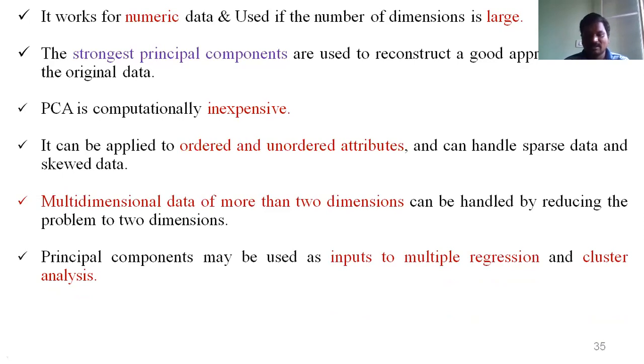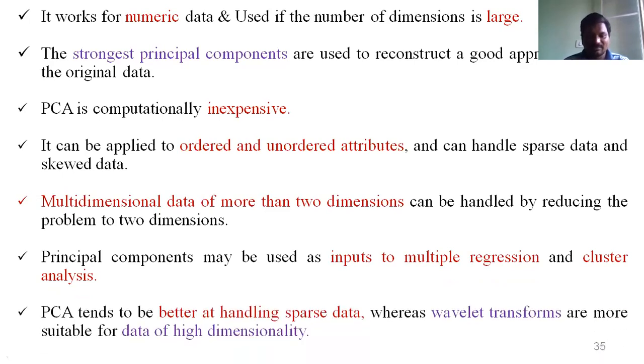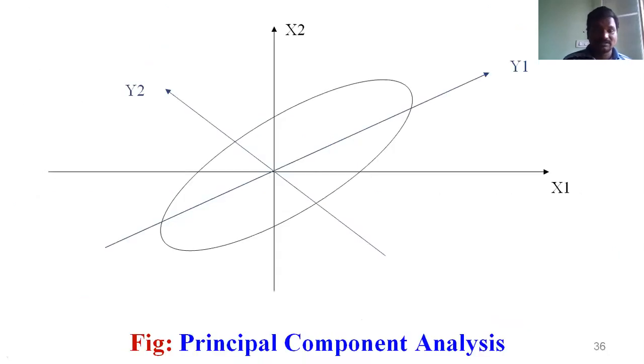It serves as input to multiple regression and cluster analysis, and gives better handling of sparse matrices. This is about the principal component analysis technique. The main intention of the technique is to reduce the components, removing the weakest principal components, and in this way you will perform data compression.